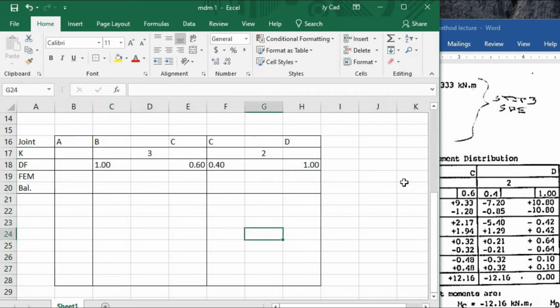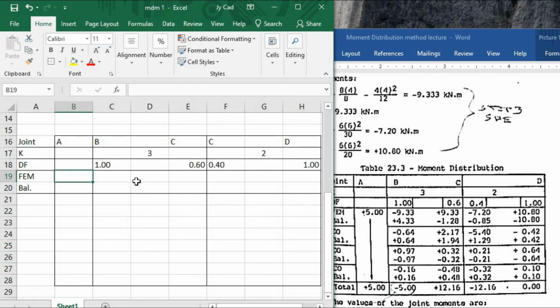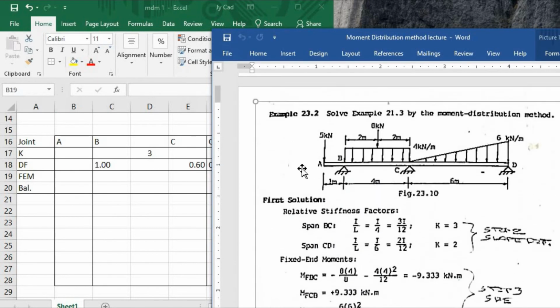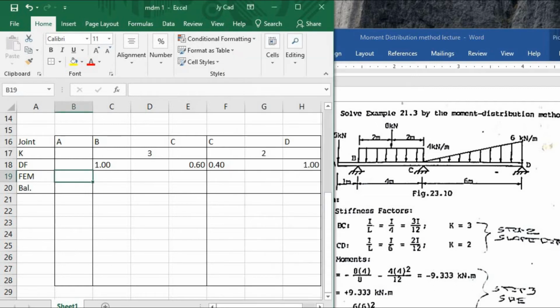Yan. Next is fixed end moments. Dito, fixed end moment at BA, okay, that is due to the concentrated load at the cantilever beam, so 5 times 1. And the direction of the reaction moment would be clockwise direction, okay? Kaya siya magiging positive 5. So, or you just simply type 5. Next, we now go to BC.